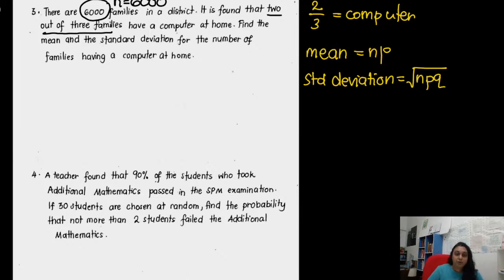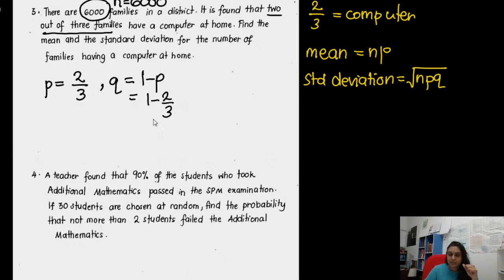Okay, 2 out of 3 ialah success, probability of success. That means when they go to all the houses, they see 2/3 of the families have a computer at home. So this is kebarangkalian kejayaan. Can you straight away find the Q? Boleh kan? Teacher told you the formula already: 1 minus P. So 1 minus 2/3, you will get 1/3.